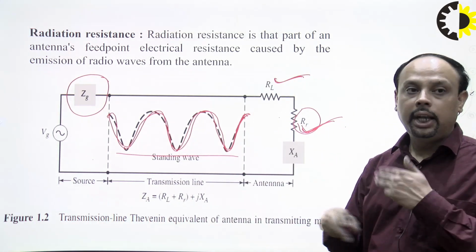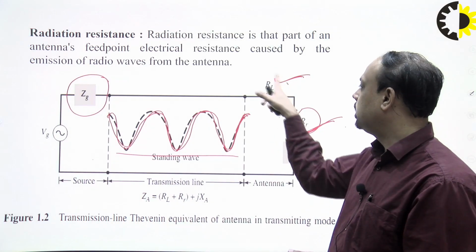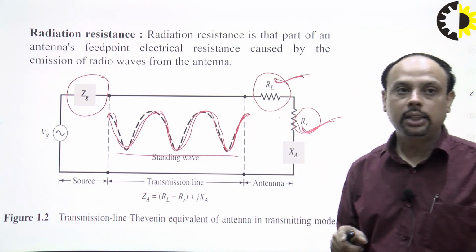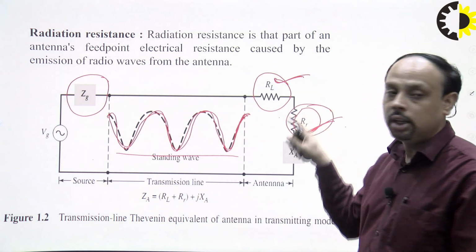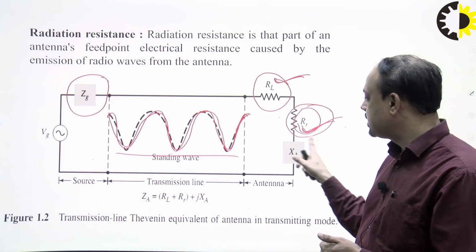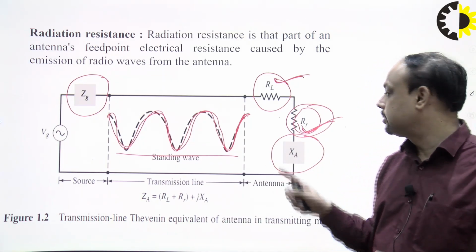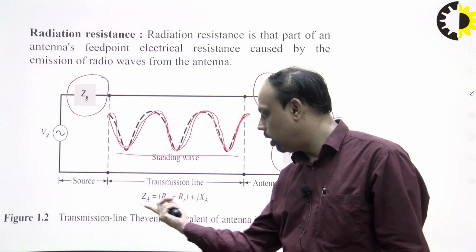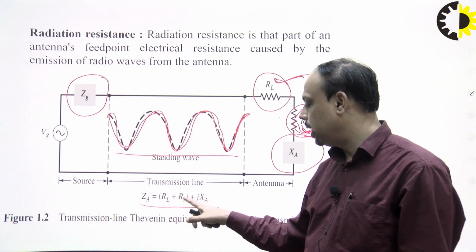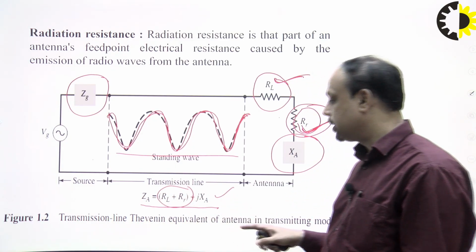The amount of the radiation that is going out from the antenna, this is the antenna part, is represented by RL, the ohmic losses, and RR, the losses due to the radiation into space. And this is the reactive or imaginary part of the impedance over here. So the total impedance of the antenna system is RR plus RL plus j XA.